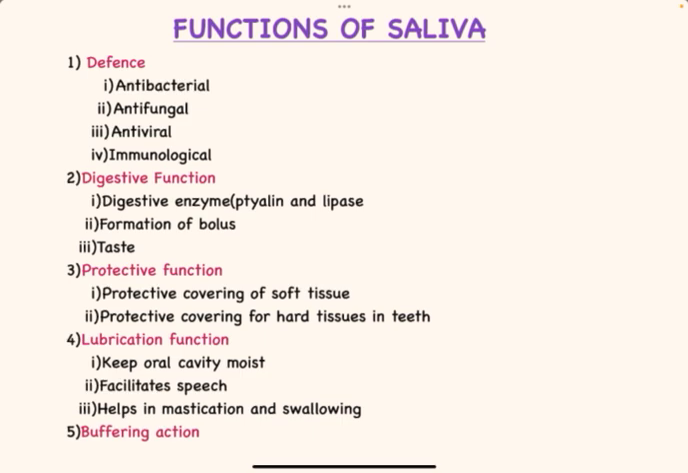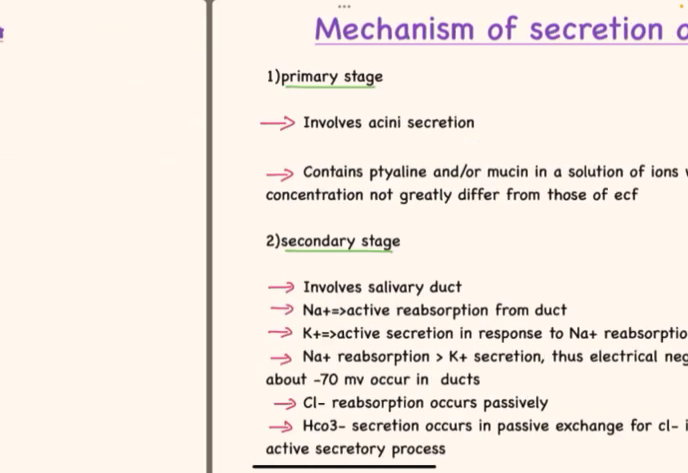Now under the protective function, saliva acts as a protective covering of the soft tissue. Also, it acts as a protective covering for hard tissues and teeth. Saliva also functions as a lubricating agent, and it keeps the oral cavity moist. It facilitates speech. It also helps in mastication and swallowing. Also, it helps in buffering action. These are the functions of saliva.